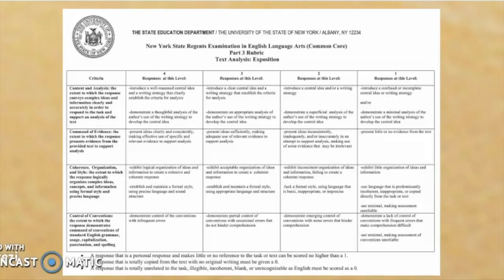If you take a look at the bottom, you'll notice 3 bullet points. A response that is a personal response and makes little or no reference to the task or text can be scored no higher than a 1. A response that is totally copied from the text with no original writing must be given a 0. A response that is totally unrelated to the task, illegible, incoherent, blank, or unrecognizable as English must be scored as a 0. Now that we know how we will be rated, let's take a look at a sample.